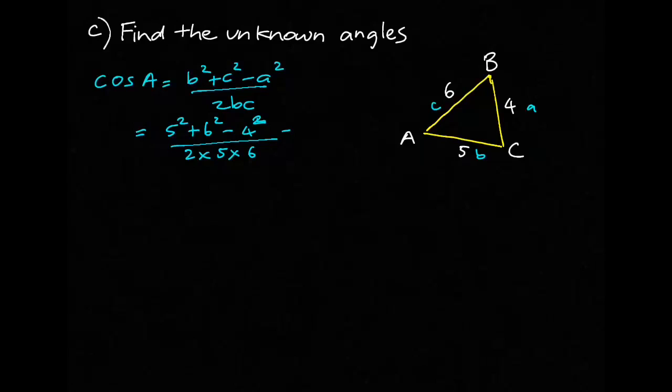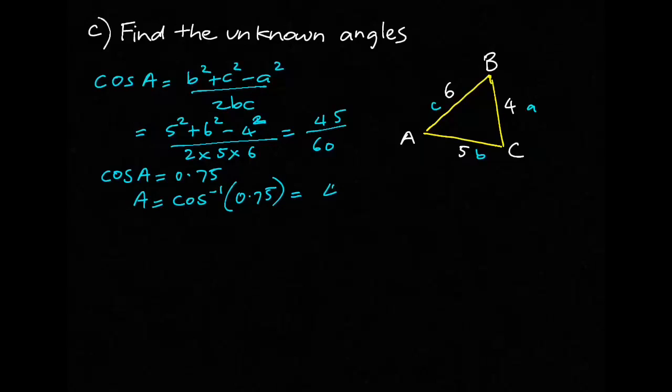Now that equals 45 on 60. I've just added all the top values to get the 45, and I've multiplied all the bottom values to get the 60. So cos A is equal to 0.75. So A equals cos inverse of 0.75, and putting that in your calculator, you'll get A equals 41.4 degrees.